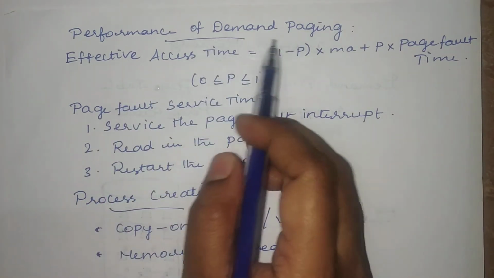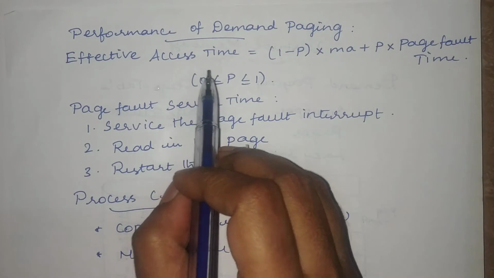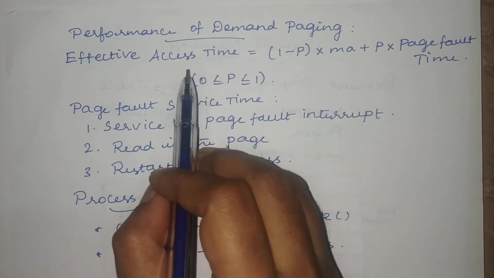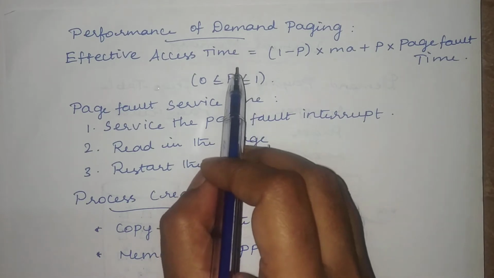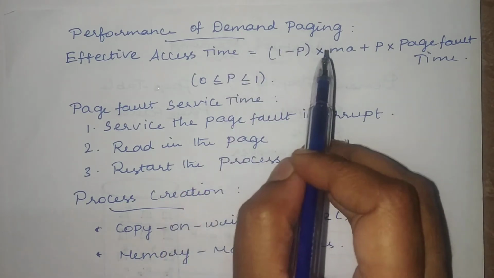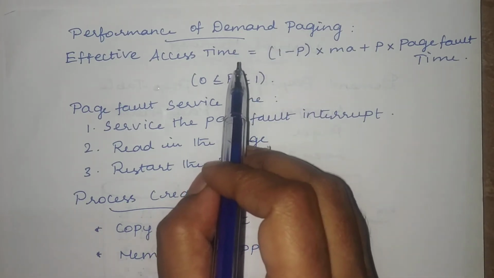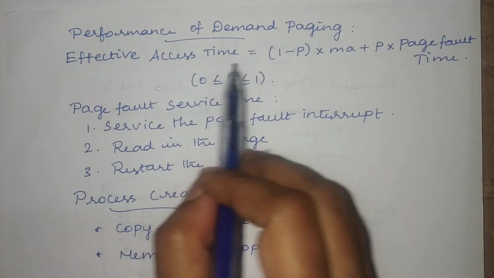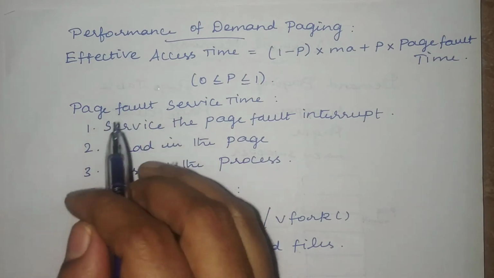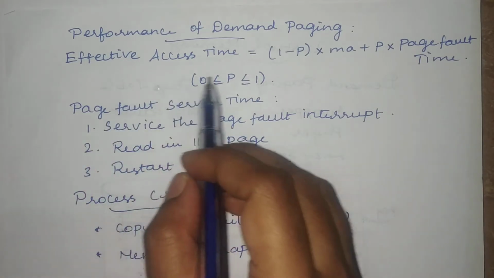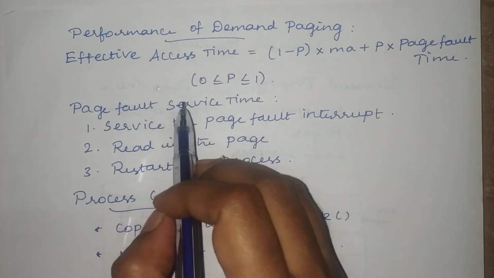Demand paging, as I already told, means that whenever a page is needed by the CPU, only at that time, if that particular page is not available in physical memory, the page will be transferred from secondary memory to physical memory. So we need to do the swap operation. That is what demand paging is. So here, what could be the effective access time for performing this demand paging?